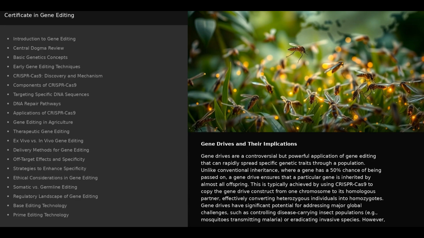However, their ability to irreversibly alter wild populations raises serious ethical and ecological concerns. There are fears about unintended consequences, potential ecosystem disruption, and the difficulty of reversing such changes once released into the environment. Strict regulatory oversight and extensive public discourse are essential before any widespread deployment. The implications are far-reaching and require careful consideration of both benefits and risks. Responsible development and deployment are paramount for this powerful technology.